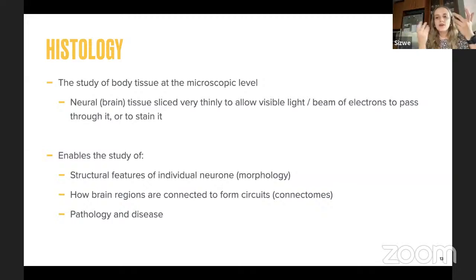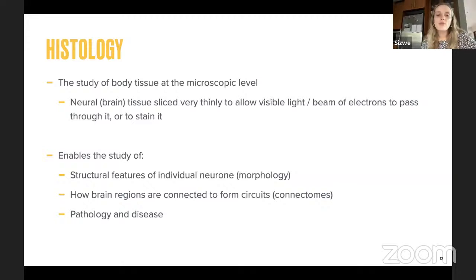If anyone's doing any BSc subjects like cell biology, you'll do slide preparing and then you can look under a microscope. Microscopes also will shine light on if it's a light microscope. And then you can really see through those cells quite nicely and see what you need to see. It enables the study of structural features of individual neurons, which is morphology. So we can actually look at, okay, cool, are these neurons looking the way they should?